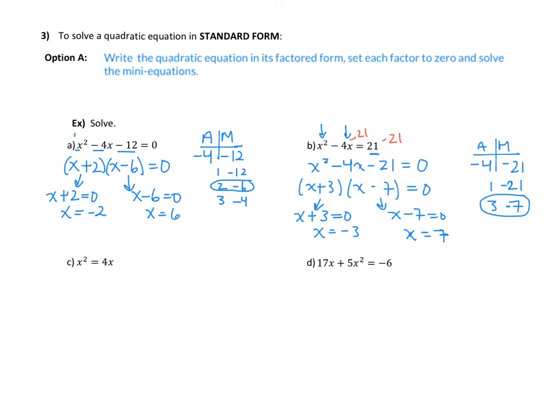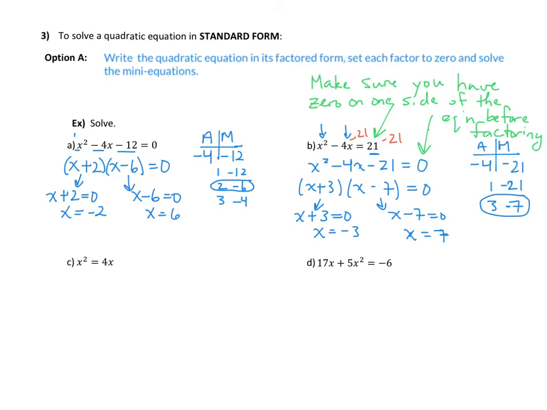All right, so the key idea with that is you want to make sure you get 0 on one side of the equal sign before you can begin. And by begin, I mean actually factoring it. So in part C, we need to do that very step. We're going to have to get 0 on one side, so I'm going to subtract 4x from both sides of the equal sign. That's going to leave me with x squared minus 4x equals 0. And then I'm going to look at factoring.